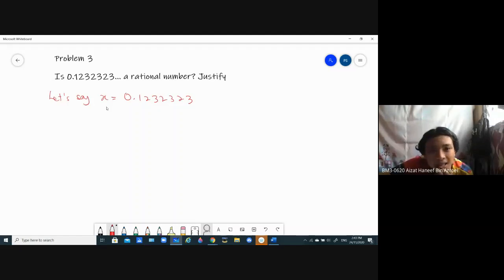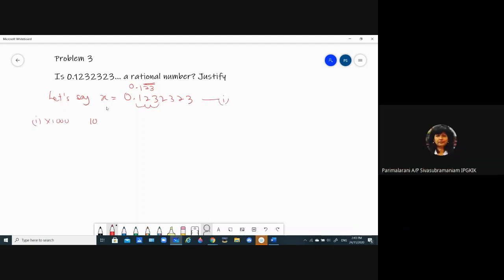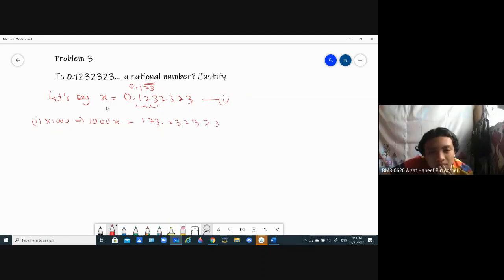So if we want to write this number again, we can write it like this, 0.123, and above the 23 we put a bar, which means that 23 will keep on repeating, okay? So we need to move our decimal point here, 1, 2, 3. So we need to multiply by? 1000. Correct. So if this is our equation 1, multiplied by 1000, we get 1000x equals 123.2323. We add another 23. Okay, this is our equation 2.